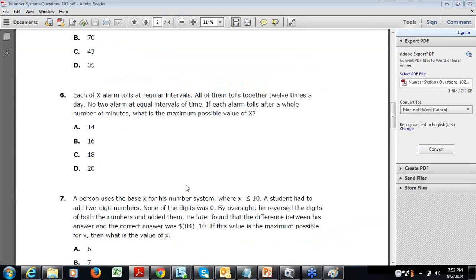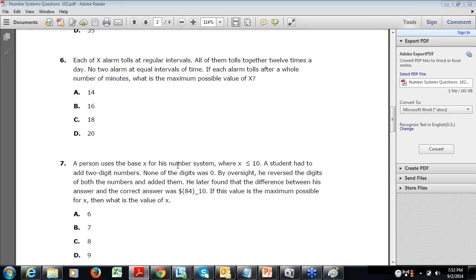Okay, moving on to question number 6. This is a little tricky question. Read this question clearly. Each of X alarms tolls at regular intervals. All of them toll together 12 times a day. No two alarms have equal intervals of time. If each alarm tolls after a whole number of minutes, what is the maximum possible value of X?